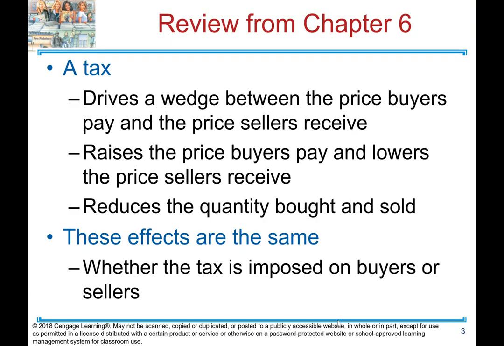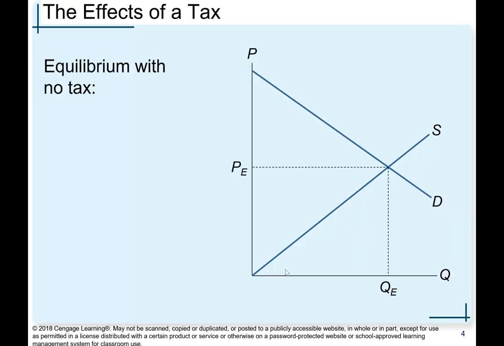Let's review chapter 6 a little bit. In chapter 6, we saw that a tax drives a wedge between the price buyers pay and the price sellers receive. It raises the price buyers pay and lowers the price sellers receive. It reduces the quantity bought and sold. These effects are the same whether the tax is imposed on buyers or sellers.